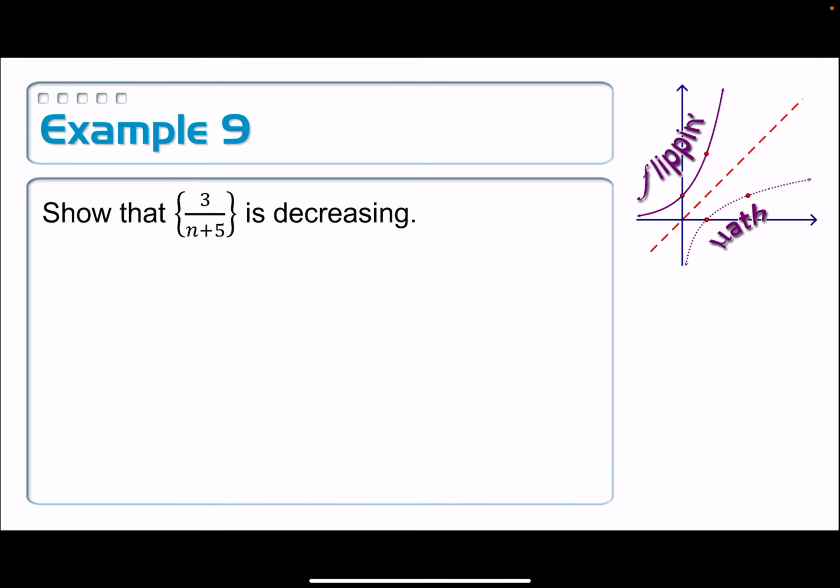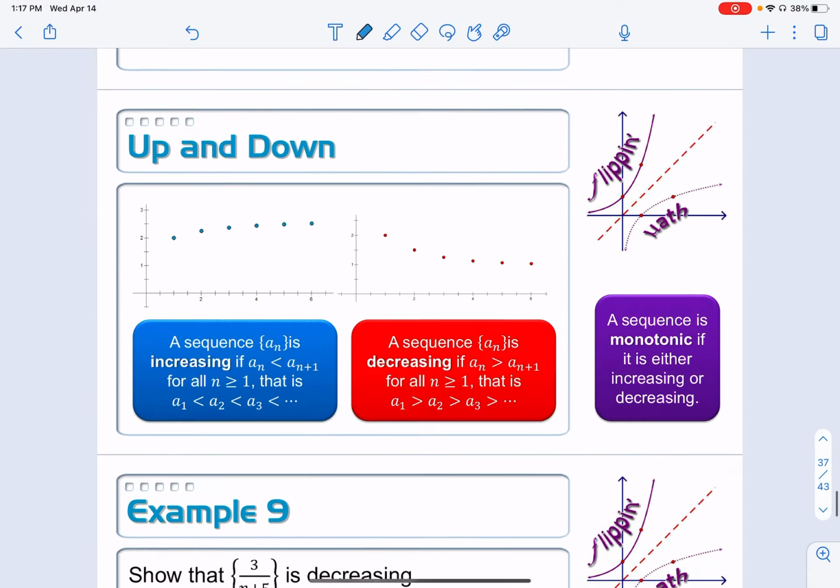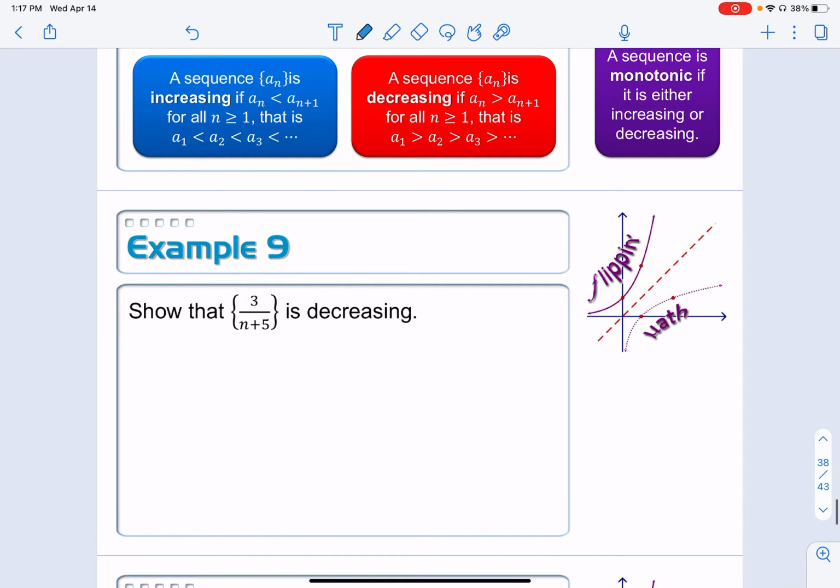And we've seen that before, strictly monotonic, always increasing versus always decreasing. All right, let's take a look at a couple of examples here. To wrap this up, example 9, show that the sequence 3 over n plus 5 is decreasing. So I can do this in one of two ways. The first and most straightforward way is to just do it algebraically.